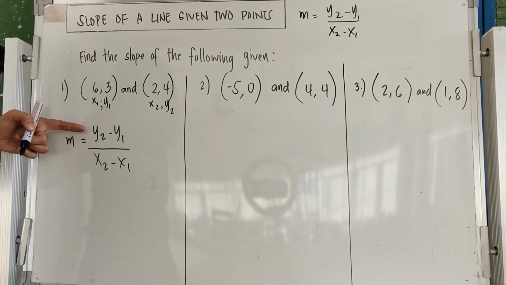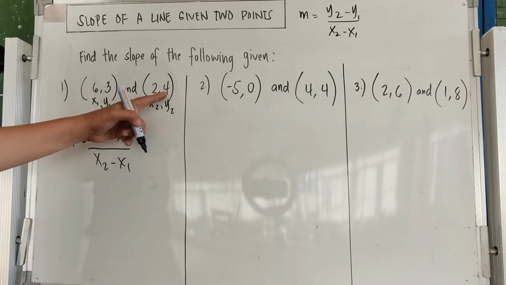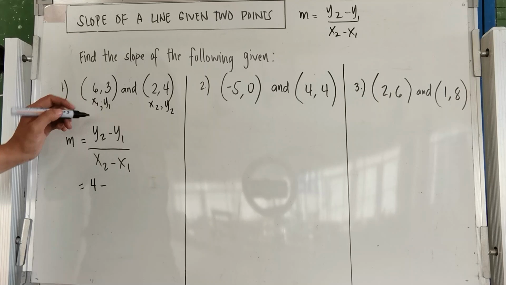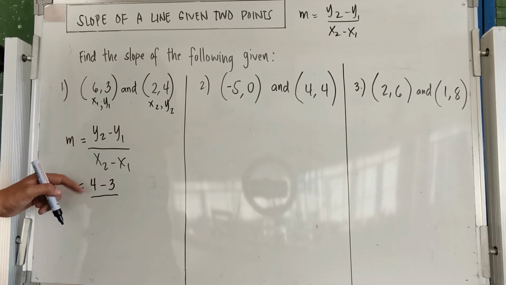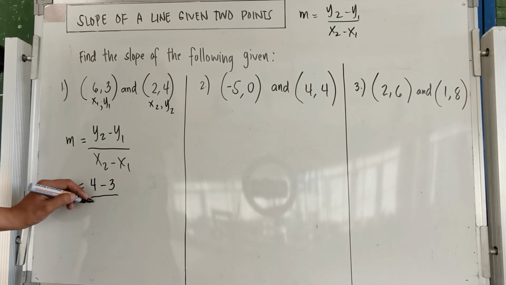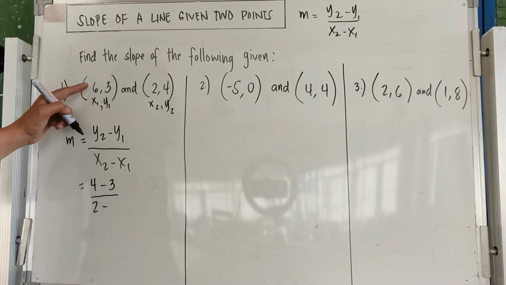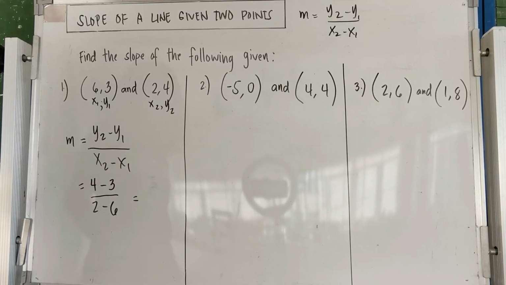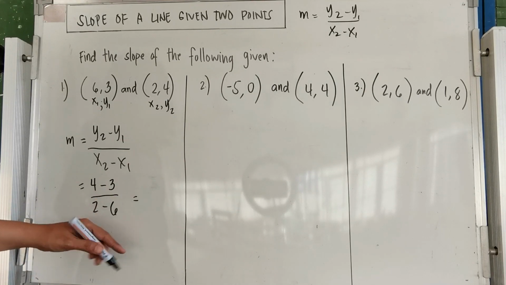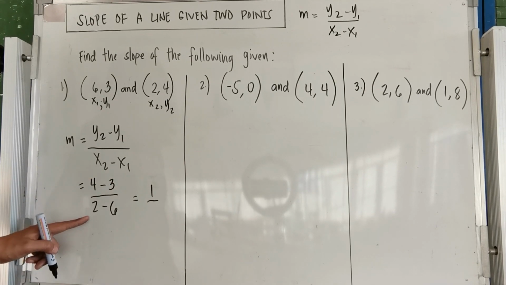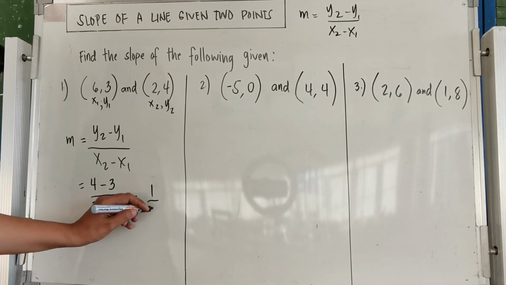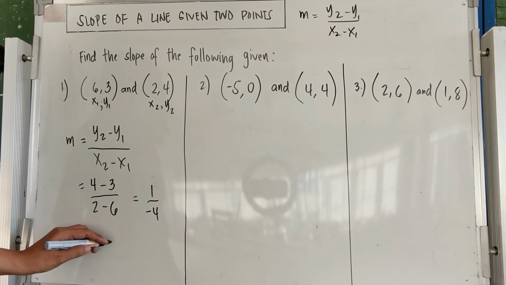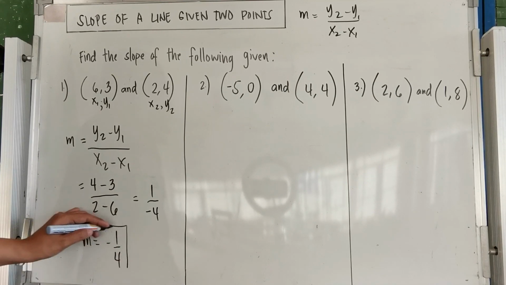So kung isa-substitute natin yung value, we have 4 minus 3 over 2 minus 6. So, simplify natin. We have 4 minus 3 is 1. And then, 2 minus 6 is negative 4. So, in short, our m is negative 1/4.